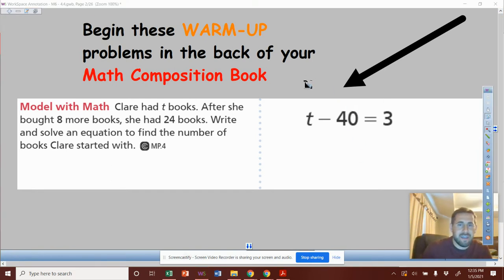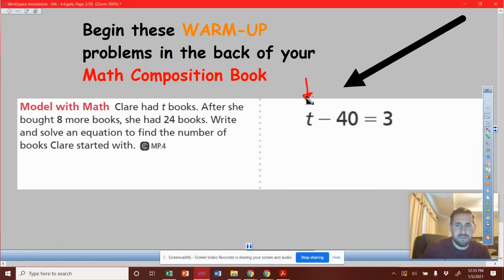So I see this problem and I think I can solve this one quicker than I can solve this guy over here. So I look at that the variable is t, and I look at that variable and I say, what is bothering that variable? What do I need to do to be able to get t by itself? So we have a minus 40 bothering it. So we're going to add 40 here, and we got to add 40 here.